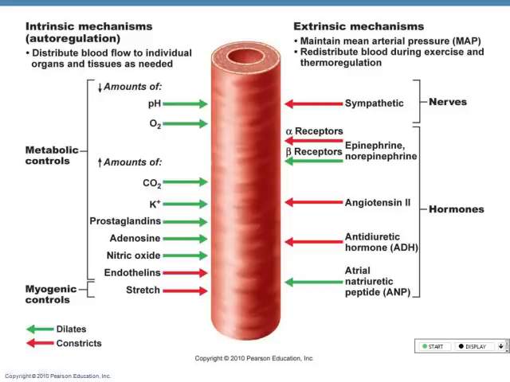So myogenic controls refer to what? Myo, muscle. So when I feel a stretch, I can constrict. Nerves, sympathetic, parasympathetic, epinephrine, norepinephrine can also have an effect on blood vessel diameter. So the sympathetic nervous system, what's that do for a living? Speed things up. So when we're talking about speeding things up through these blood vessels, what can the sympathetic nervous system do real quick? Constrict. With the help of some hormones, we have epinephrine that can cause constriction.